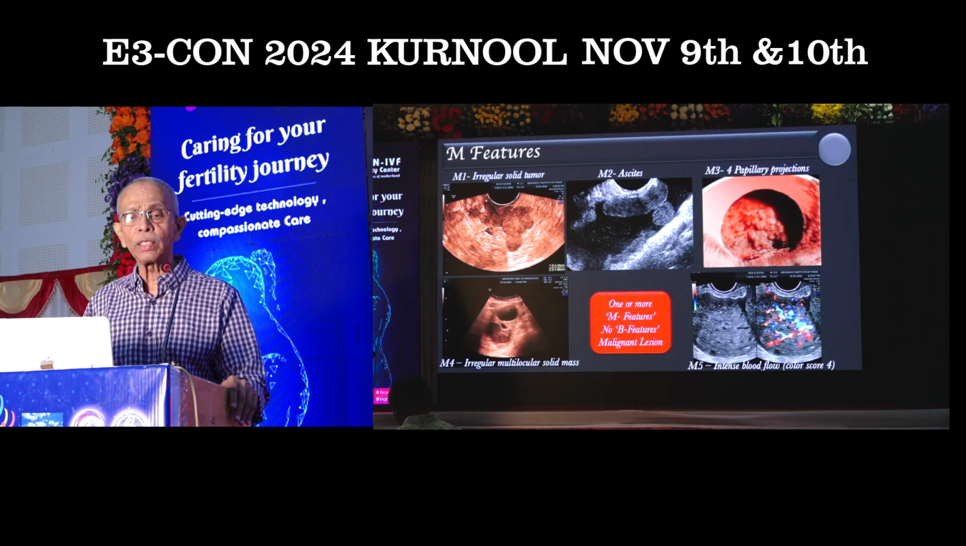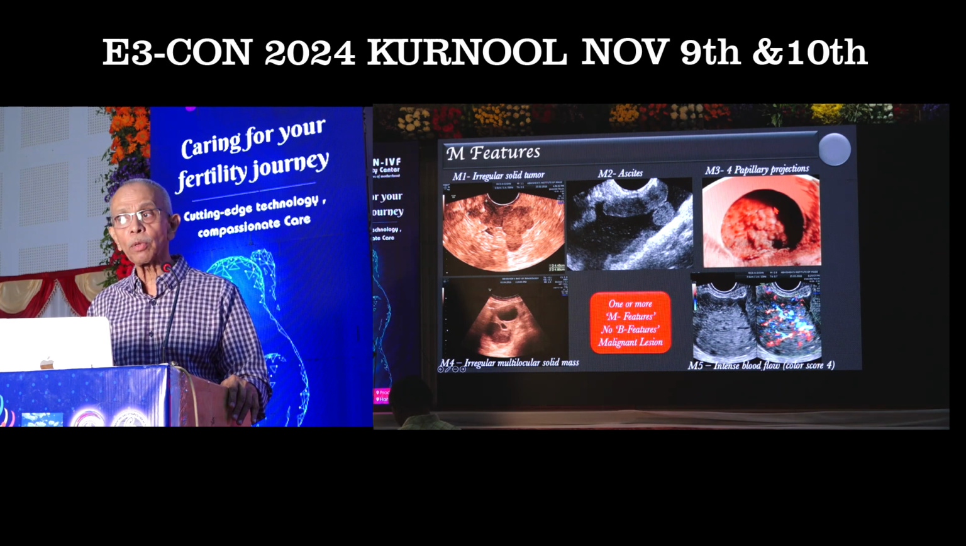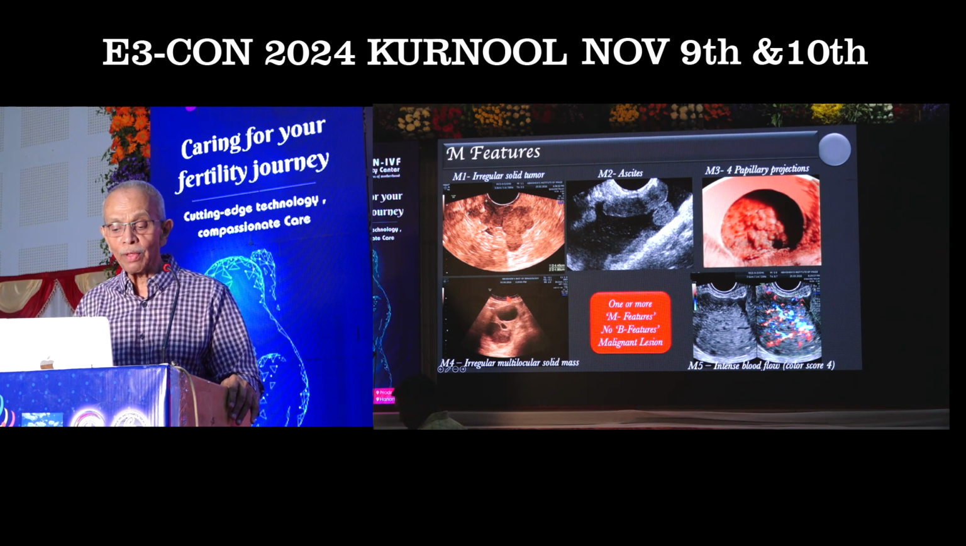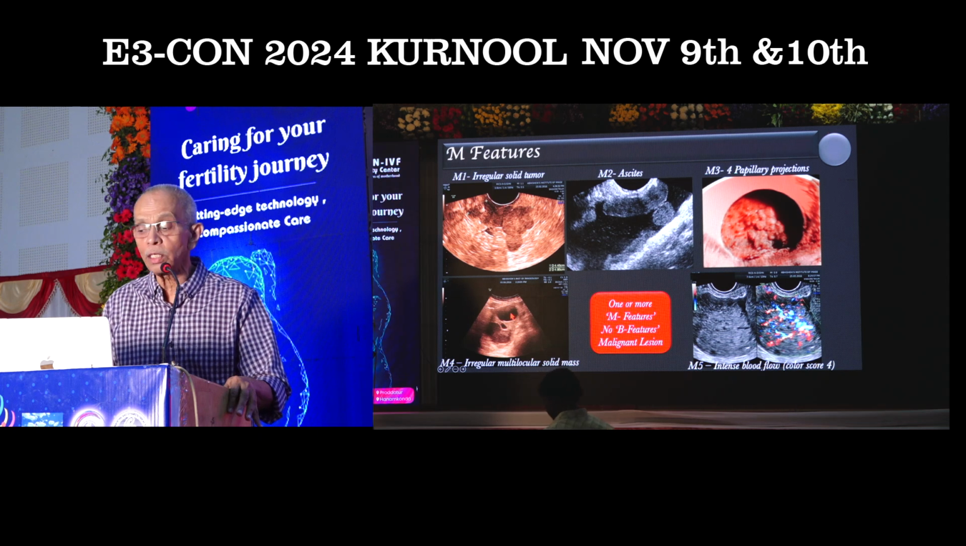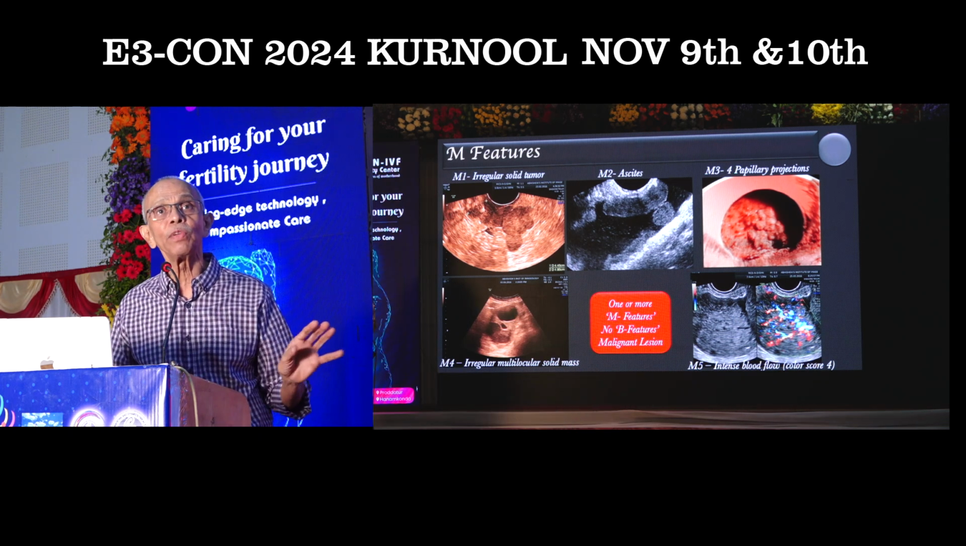These are all the M features. M features are: irregular lobulated solid mass. Then we have ascites. Then we have papillary projections which are more than 4. Then we have solid component with multilocular cyst, and we have abundant vascularity. So these are all called the M features.